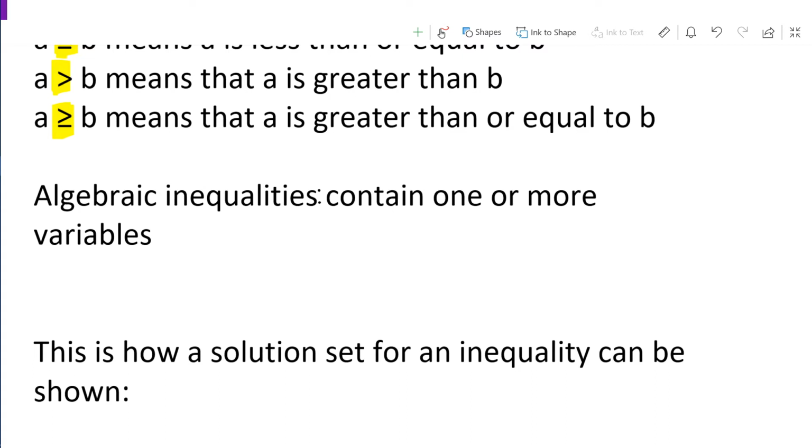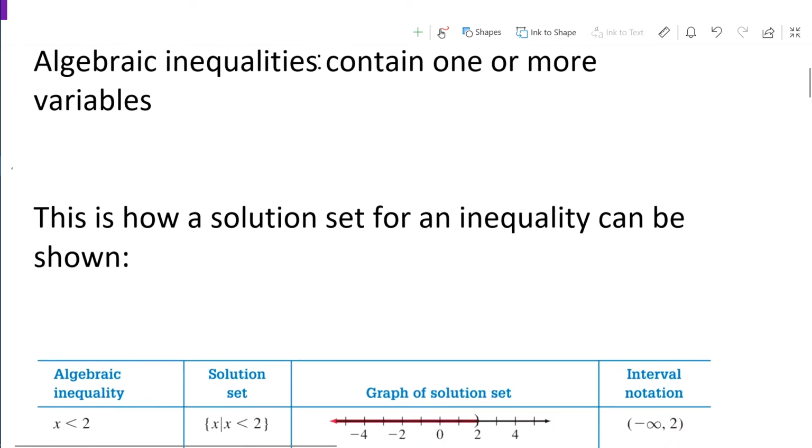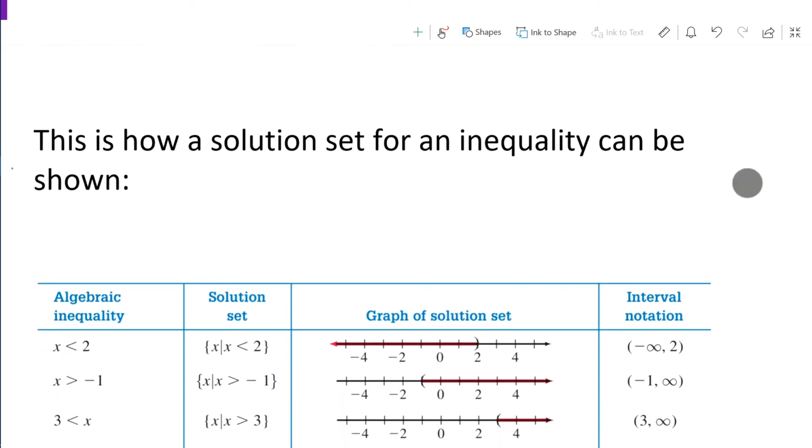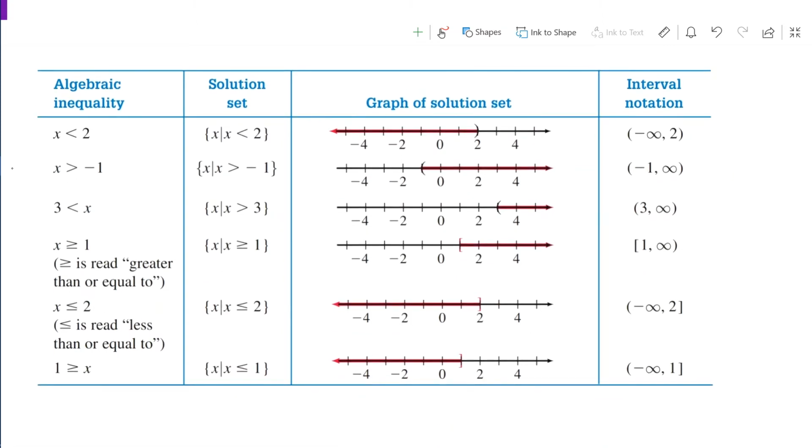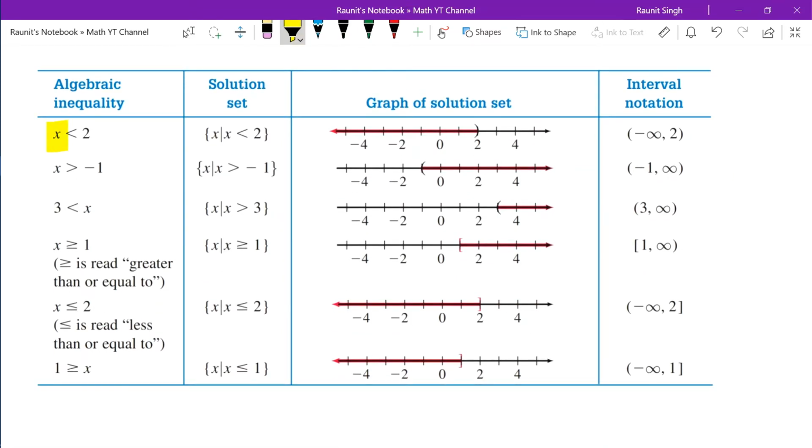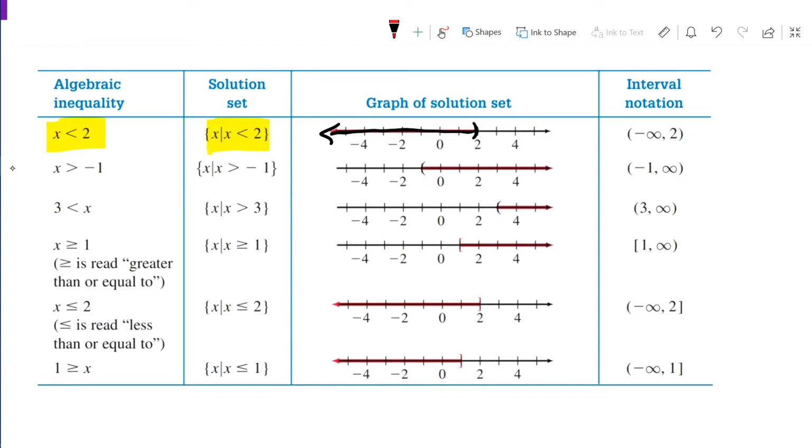So a definition: algebraic inequalities contain one or more variables. A solution set for an inequality can be shown like this. This one is x is less than 2. The solution set is like that, and then the graph is like this. It has a bracket and then parentheses, and then it goes like that.